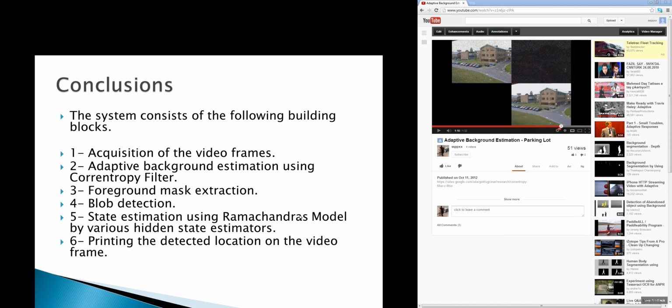So the overall system has not been implemented using these building blocks before. This is a novel contribution because we, for the first time, use the Correntropy filter background estimation, then do foreground mask extraction, blob detection, and then tracking on the same video. This overall framework, overall pipeline is built for the first time.